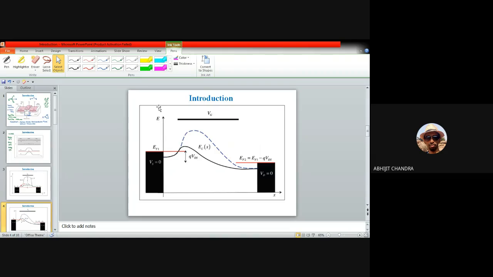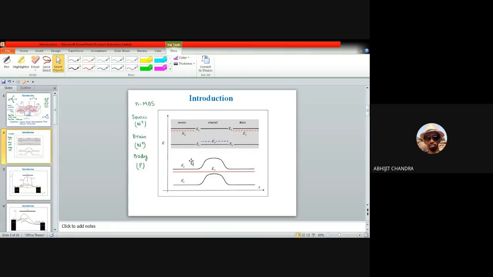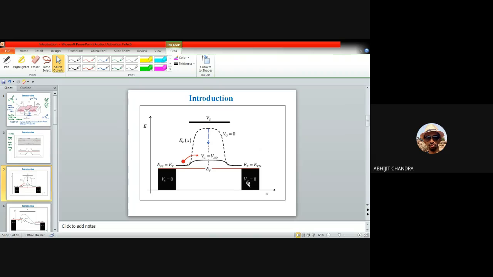Now, let us consider this particular slide. Here we have assumed that this dotted blue line is for a very small value of VGS, and this black firm line is for a high value of VGS. Moreover, we have considered that the VDS value is not zero here. In the previous slide, we assumed that VDS was zero, so VS equal to zero, VD equal to zero.